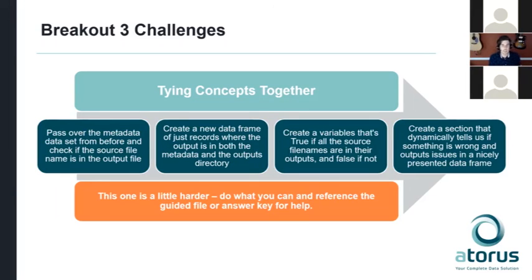You're going to create a new data frame of just records where the output is in both the metadata and the outputs directory. So you're going to filter down that data set. You're going to create a variable that's true if all the source file names are in their output and false if not. So that's an overarching Boolean. And again, we're going to use that to trigger whether or not the report or the table is presented at the end. And then we're going to create a section that dynamically tells us if something is wrong and outputs issues in a nicely presented data frame.